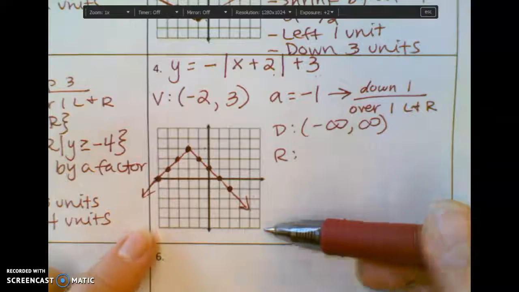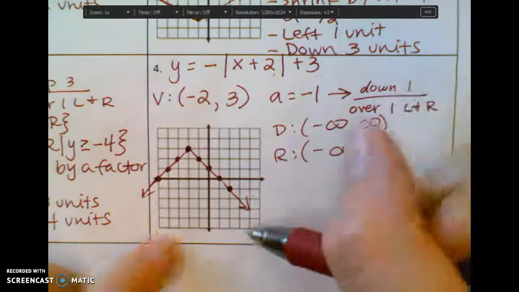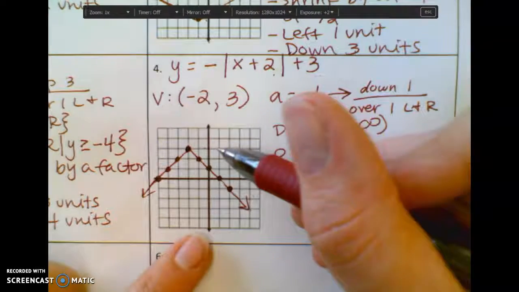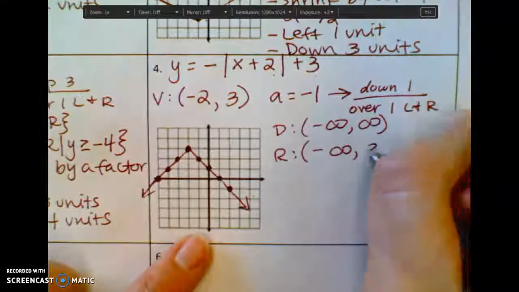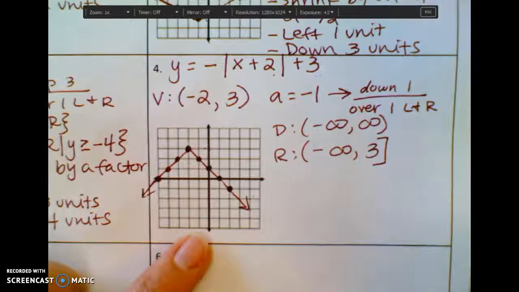They're heading down to negative infinity. So my graph starts, my y's or my range starts at negative infinity, and it goes and it goes and it stops at 3 with a bracket because we've got a closed circle.